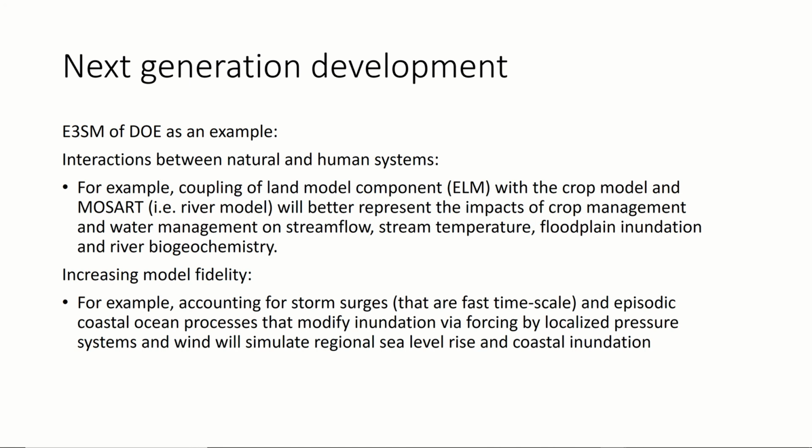Because most of these earth system models at the current stage, with respect to water management and crop management, just present natural phenomena, not human activity. So this human activity will be included, like crop management and water management effects on the stream flow, stream temperature, floodplain inundation, and river biogeochemistry, for example. So this is one example of the next generation development.